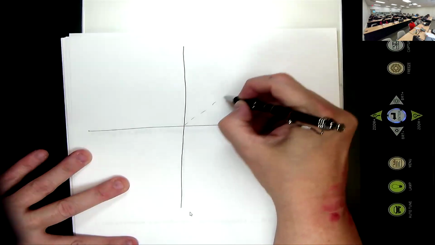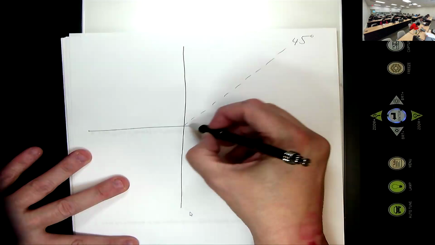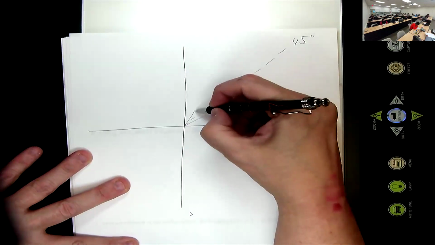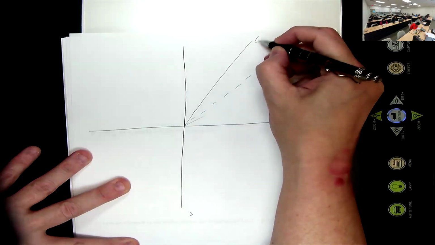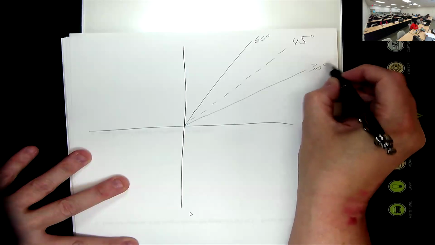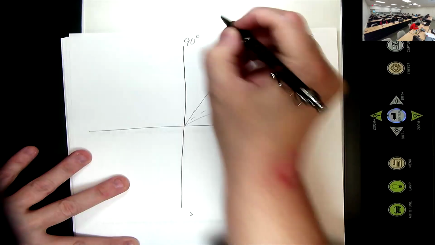So 45 degrees is exactly halfway down. And if I were to split it into 3, 60 degrees is right about there, and 30 degrees is right about there. Of course, we have 0 degrees and 90 degrees.